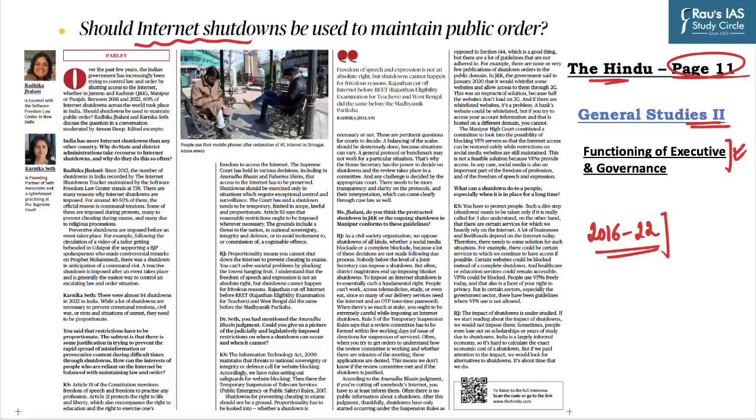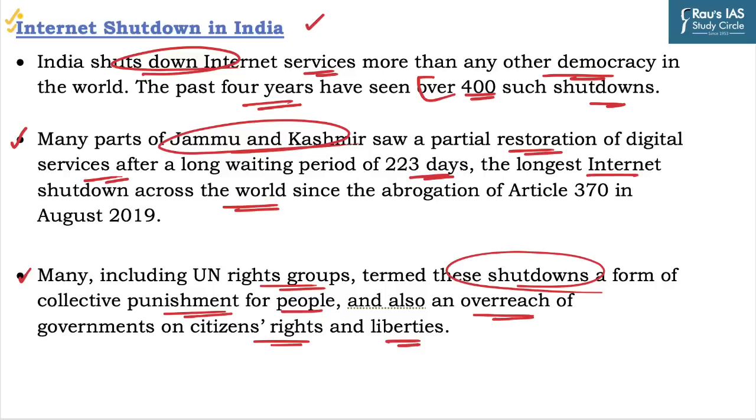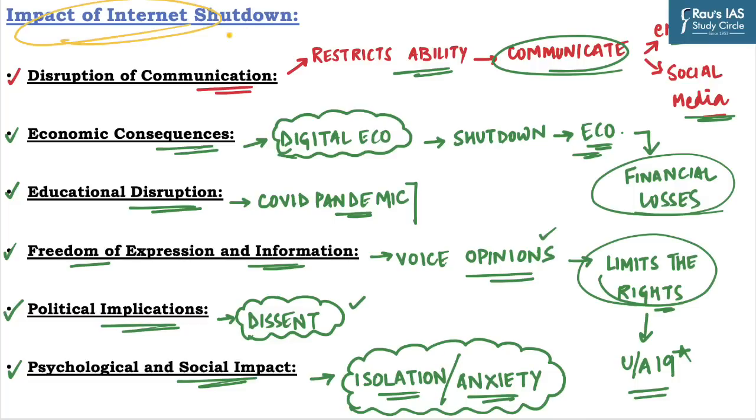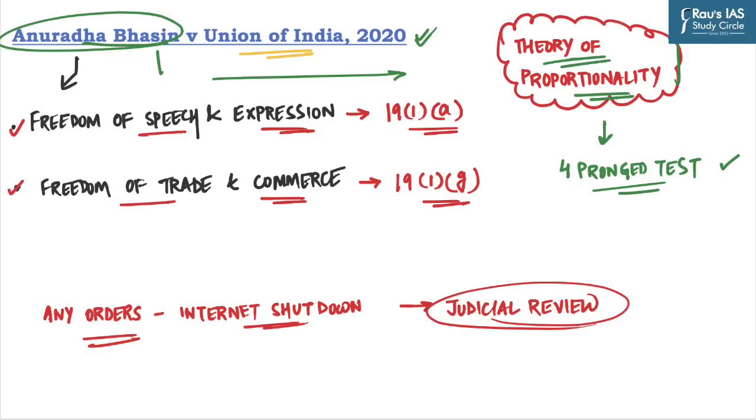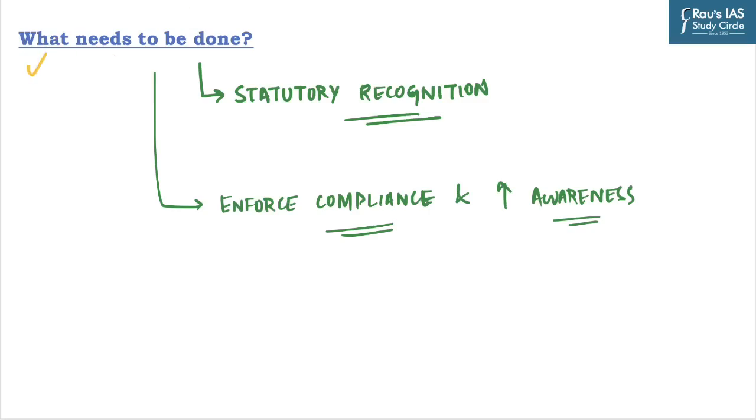A quick recap to our discussion. First of all, we discussed the context and its relevance for General Studies paper 2. We have seen the status of internet shutdown in India and the impact of internet shutdown on different sections of society. We also discussed an important judgment of Anuradha Bhasin with respect to internet shutdown. And finally, a way forward.